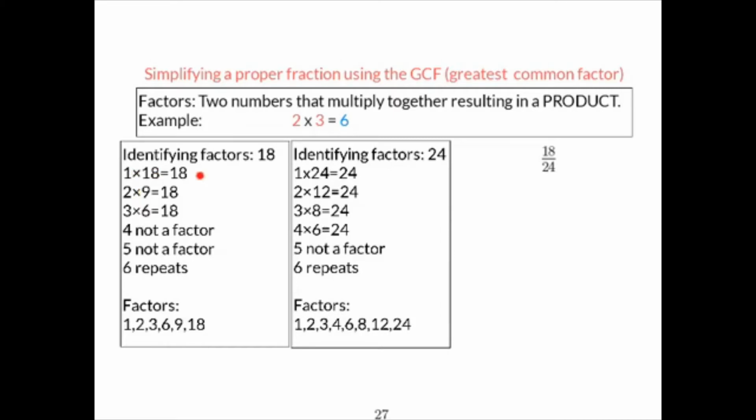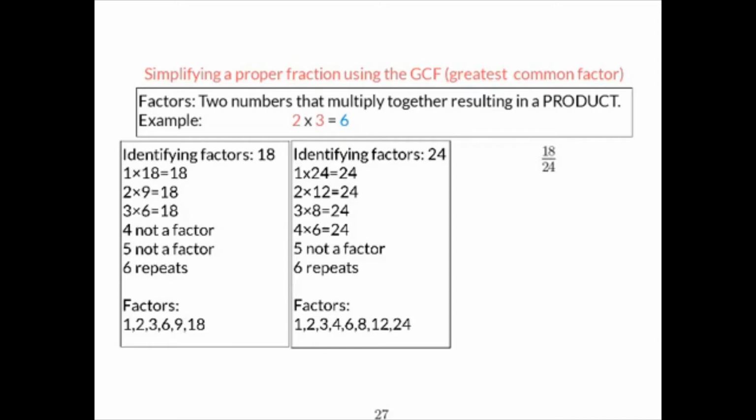So 1 times 18 is equal to 18. So 1 and 18 are factors. 2 times 9 equals 18. 3 times 6 is equal to 18. 4, well, we can check and see if it's a factor by skip counting. 4, 8, 12, 16, and 20. We didn't have the number 18 in our list, so 4 is not a factor.